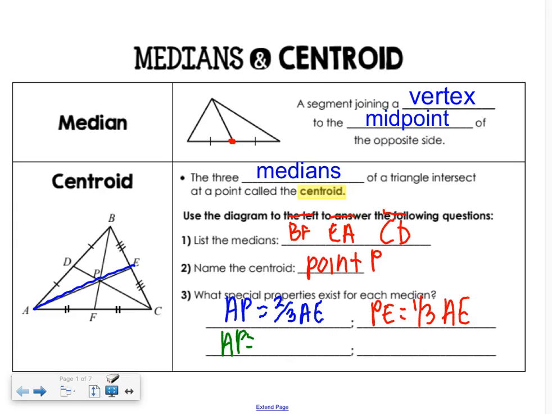Okay, now let's think about this. How many PEs can fit into AP? Like how many 1/3s are 2/3? Two, right? So we know that AP is double PE, so 2 times PE. Or you could write it the other way. PE is half AP. This is like your generic formula. It will make more sense when you plug in numbers so you can see it, but it's just nice to have that in your notes so you can reference it later on.